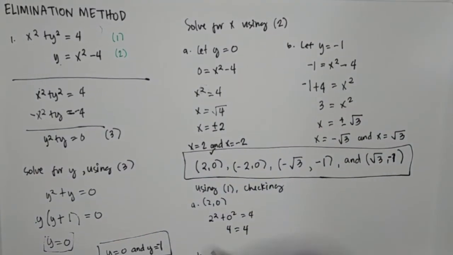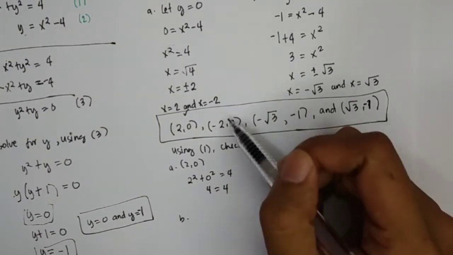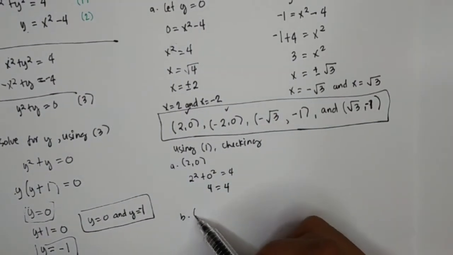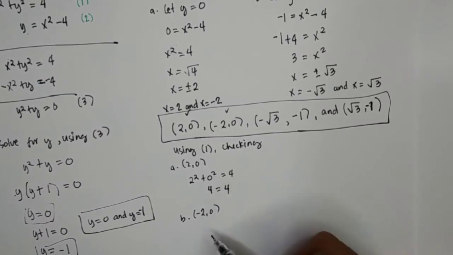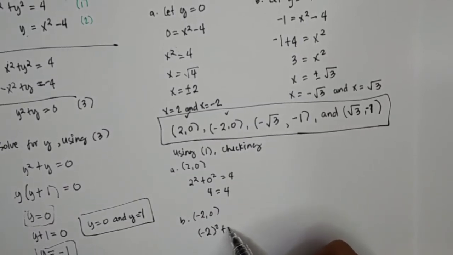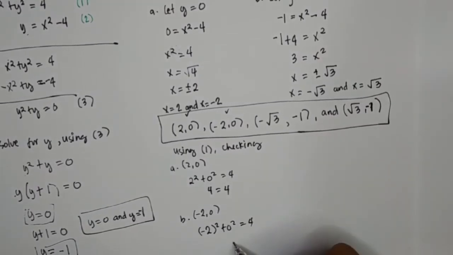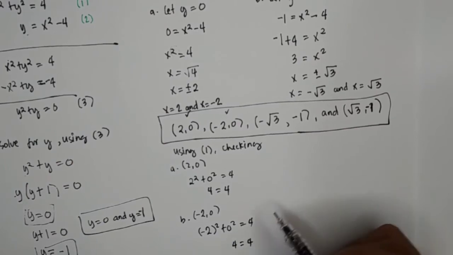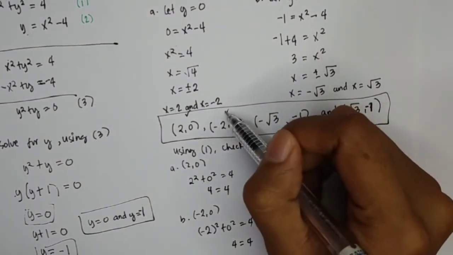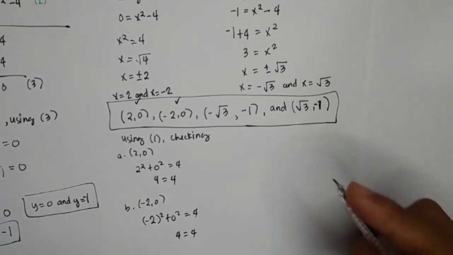Yung b naman natin, ito naman negative 2 and 0. So, we have negative 2 squared plus 0 squared is equals to 4. Negative 2 times negative 2, that is positive 4. So, we have 4 and 4 is equals to 4. So, therefore, tama din ito. Then, let's proceed sa letter C.